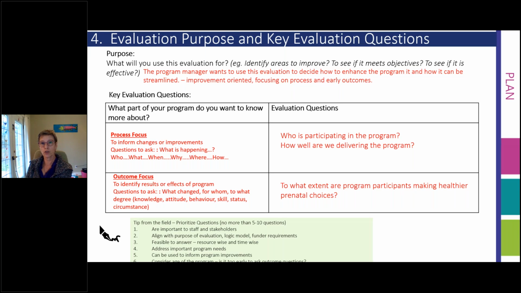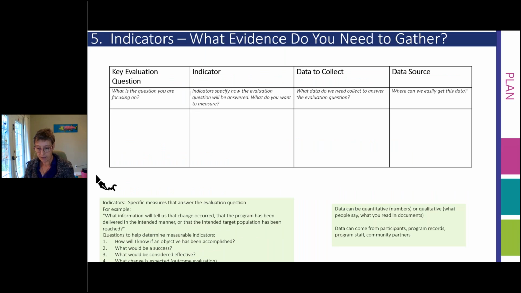And so now for you, turning again to your handout, thinking about your project, what would you use the evaluation for? Think about that. And then think about what part of your program you want to know more about. And write that down and maybe jot down an evaluation question that would be of interest to you. What is it that you want to learn that you don't already know? Okay, we can turn to the next slide.